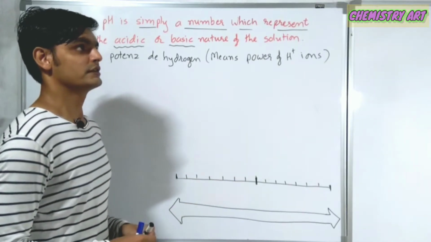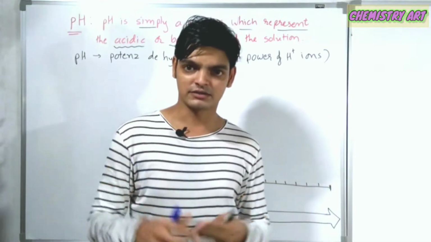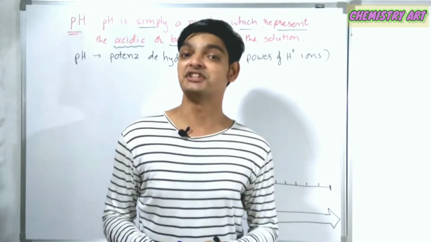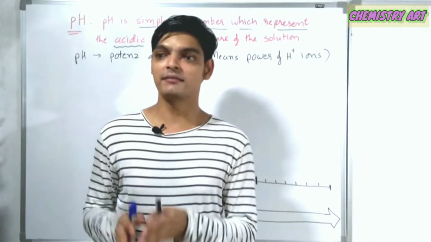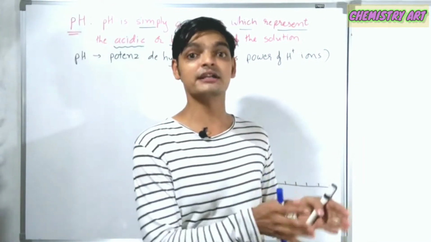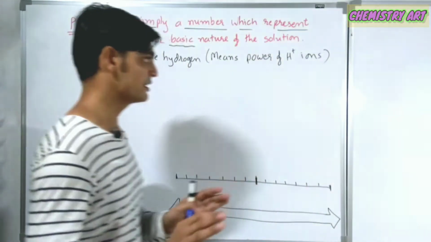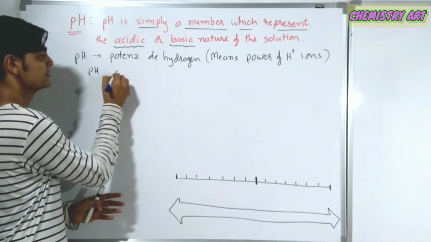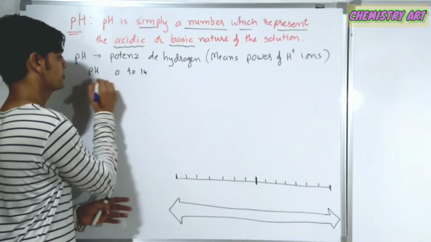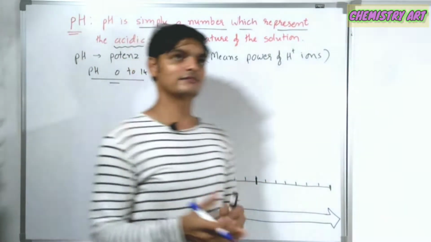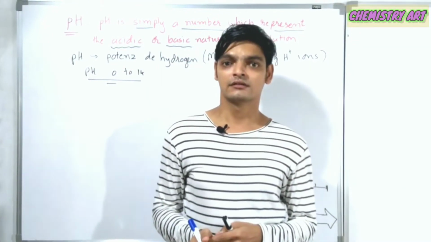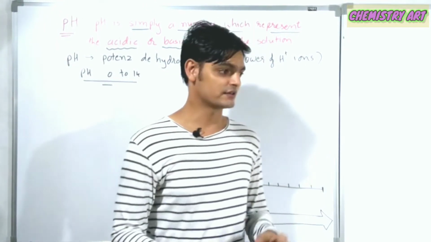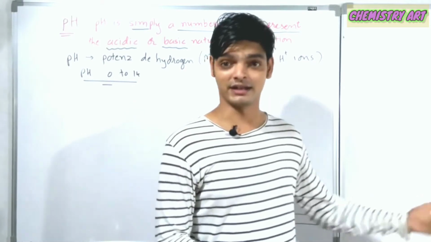There are three types of solutions, or compounds, according to acidic or basic nature. The third one is neutral. A solution may be acidic, basic, or neutral. And generally we write pH from 0 to 14. Have you thought about why the pH is 0 to 14 only? Why is it not 15, or why not 13?